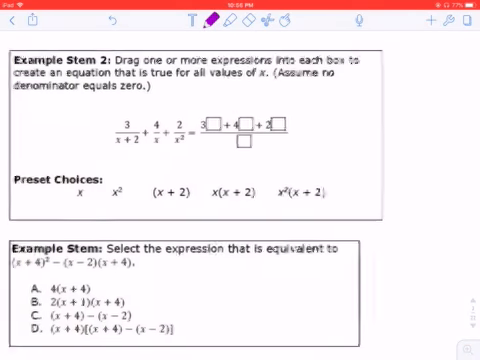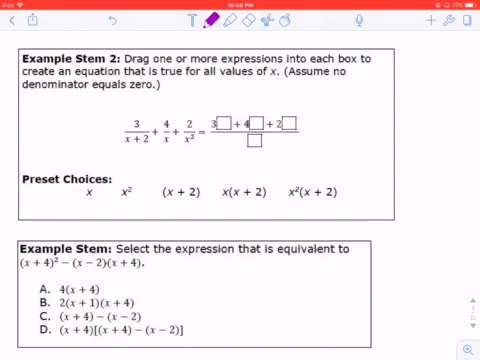This one looks a lot scarier than it is. So it says drag one or more expressions into each box to create an equation that's true for all values of x. So what I know is that in order to add fractions, which I see 3 of, I need to have like terms, right? These are my options. These are the things that I'm going to be able to drag into those boxes.